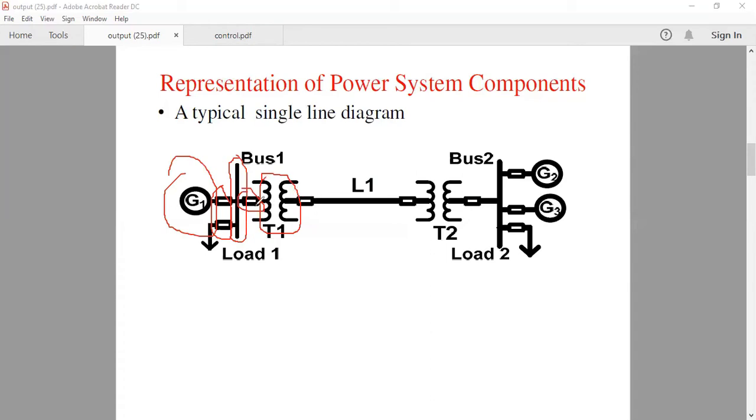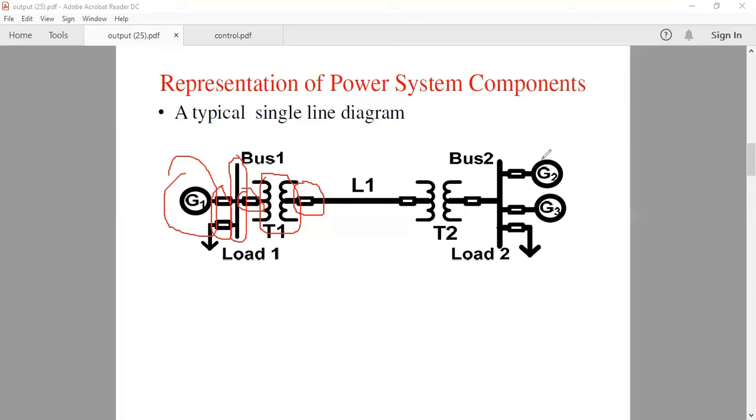Then once again, for the protection, on the other side of the transformer a circuit breaker is connected. Then the transmission line, and for step down purpose, one more transformer. Then for the distribution of power, it is connected to the infinite bus.